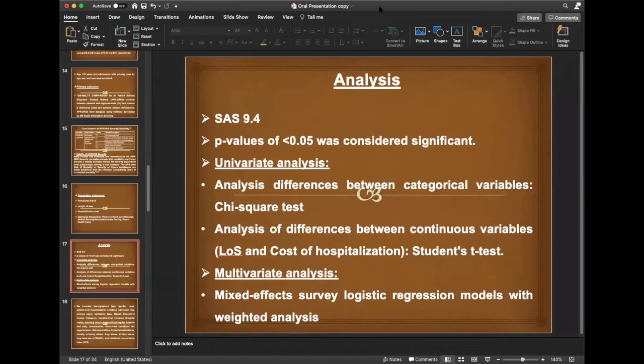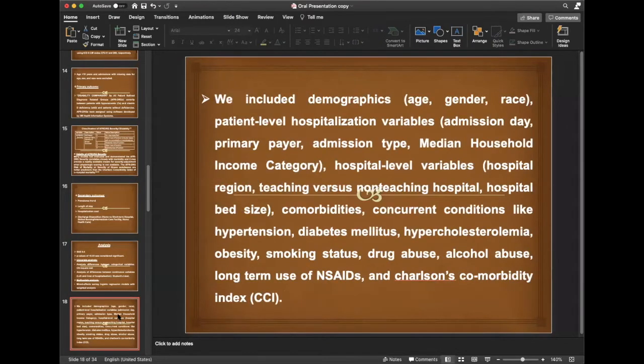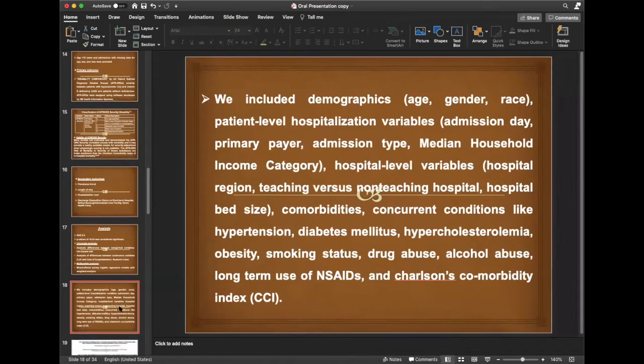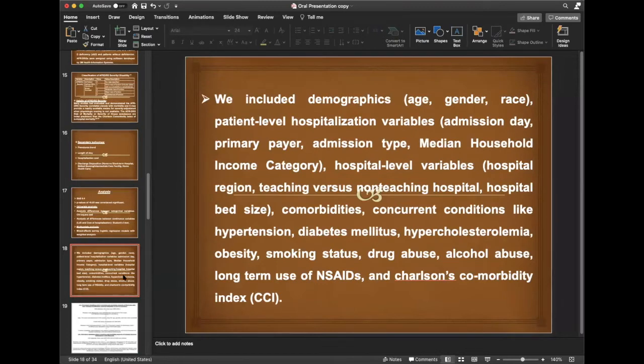But those are the things you are going to write in the analysis section: the software, p-value or sample size, the analysis type, what different types of analysis you use for whatever study, and if you have adjusted your model with multiple risk factors, then what model you adjusted.